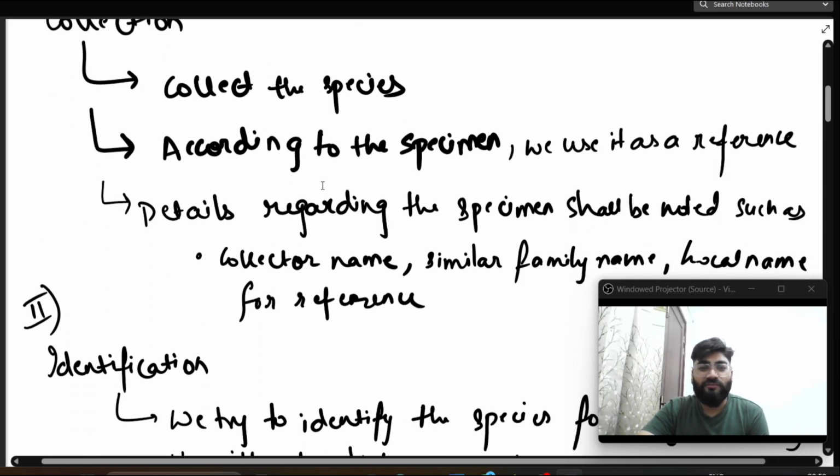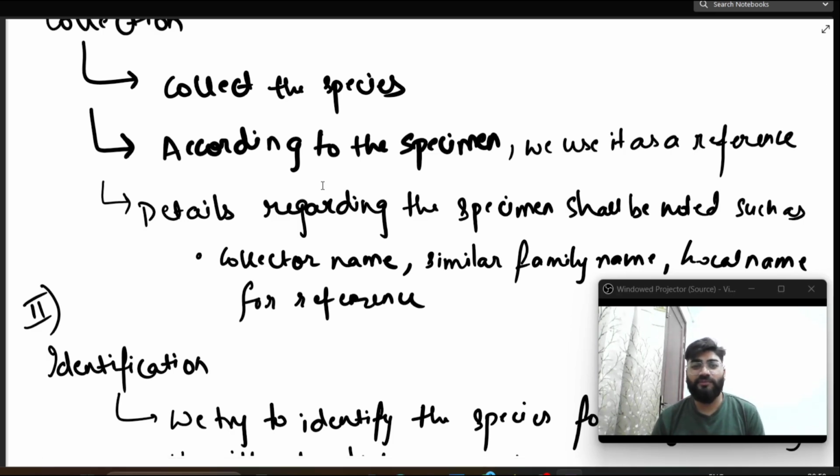Collection is, first, we have to collect the species. Let's say we have found a new species of, let's say, cat. We find the species and we collect it as a specimen. We call it a reference. Details regarding the specimen, the reference cat that we have found, shall be noted, such as the collector name. Let's say a student named Rajesh has found the new species of cat. So the collector name Rajesh will be noted down, and the similar family name, let's say the cat family. We have the reference cat, and then we have a cat family which is similar to it.